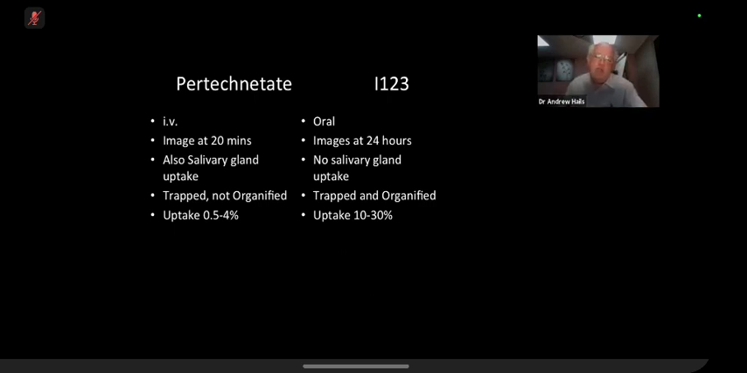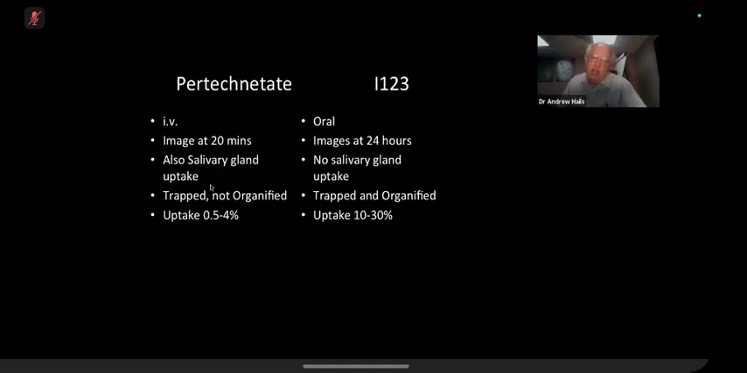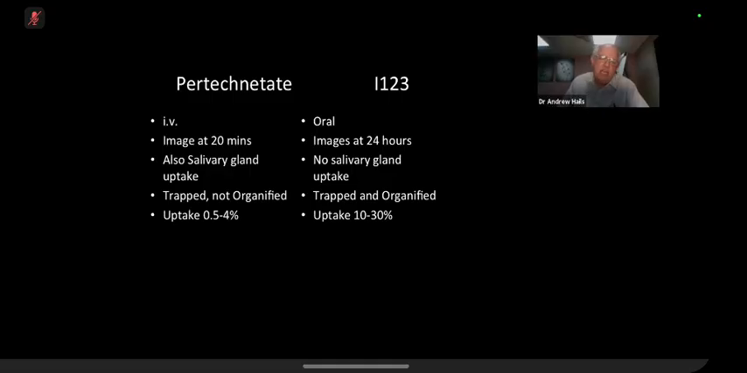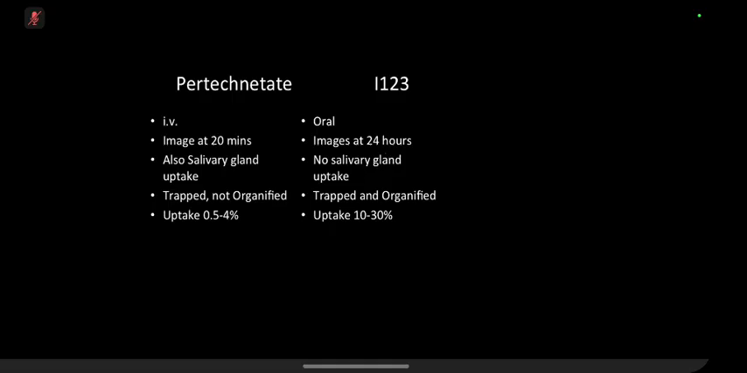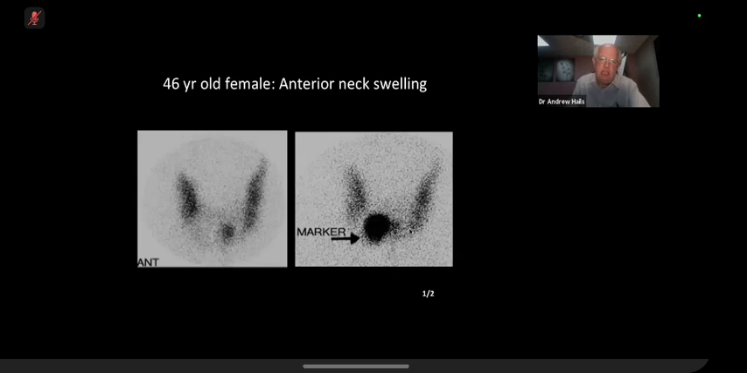Both are quite good things to use. Pertechnetate, you give an IV injection and image them straight away. But it's trapped, not organified, so it's not quite so good in that way, and the uptake is less on the pertechnetate scan than on an iodine scan. But with iodine, you have to give it the day before, and it's an oral administration, so not so convenient for the patient.